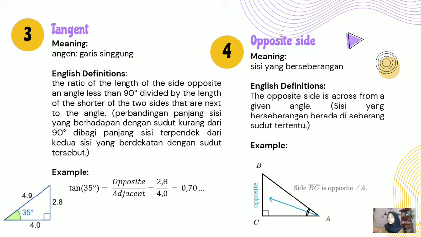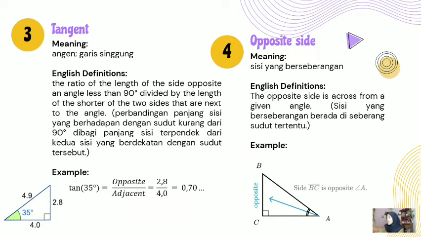Next, number 3, tangent. Meaning is tangen or garis singgung. English definition: the ratio of the length of the side opposite an angle less than 90 degrees divided by the length of the shorter of the two sides that are next to the angle. Example, tangent 35 degrees equals opposite per adjacent.